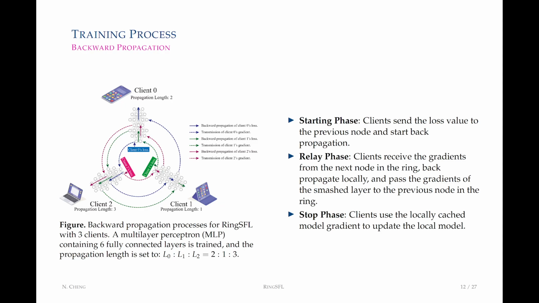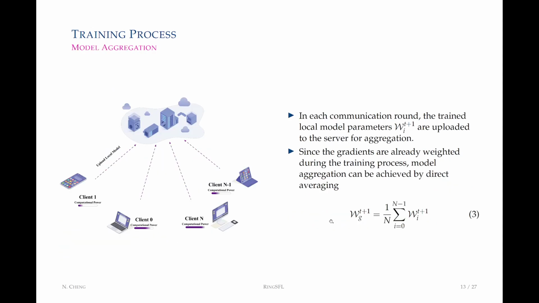The backpropagation processes for client 1 and client 2 are the same, and the forward and backward propagation processes are carried out simultaneously for the 3 clients. In each communication round, each client performs multiple forward and backward propagation to update the model parameters. After the local training is completed, the clients upload the locally updated model parameters to the server for aggregation.